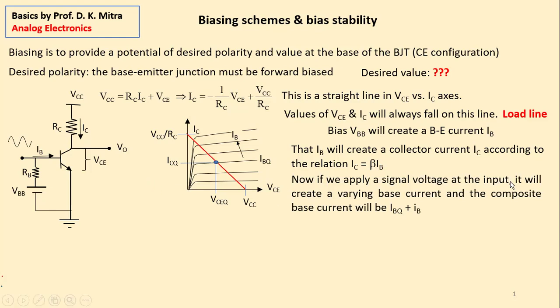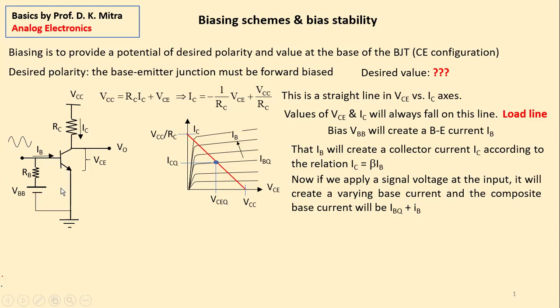Now, if we apply a signal voltage at the input. What I am telling is, you have given a bias VBB, which has created a current IBQ, and the corresponding value of IC is this blue circle. The current is ICQ and the corresponding VCEQ is this. Now you apply a signal voltage like this one I have applied here. You apply a signal voltage, which is a varying voltage. It will create a varying base current. See, this base current IB was created.